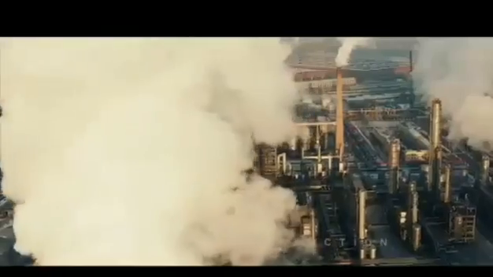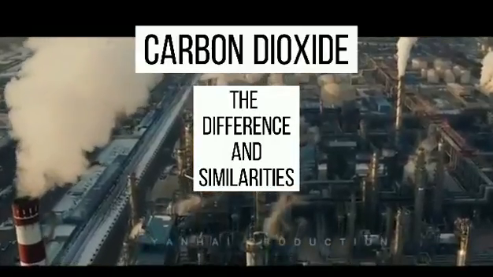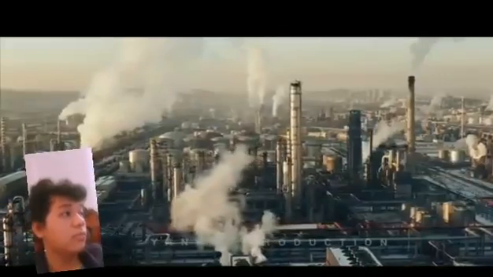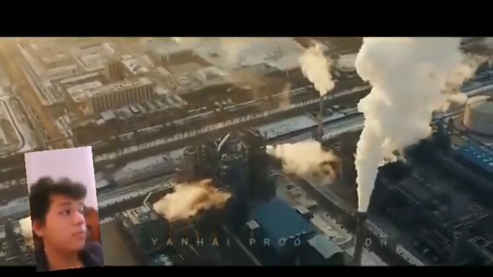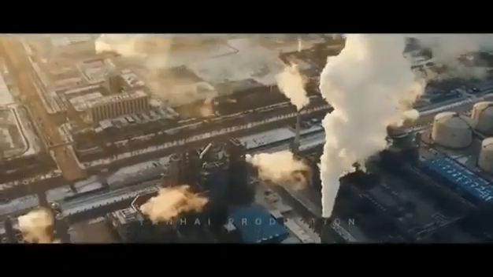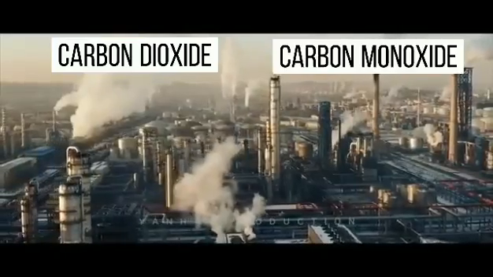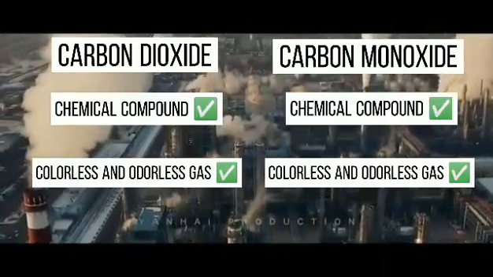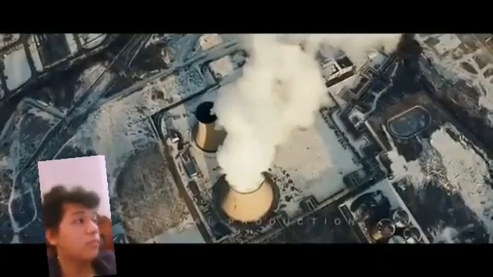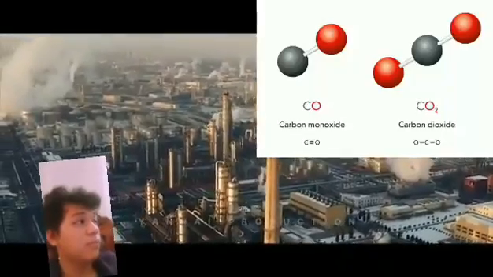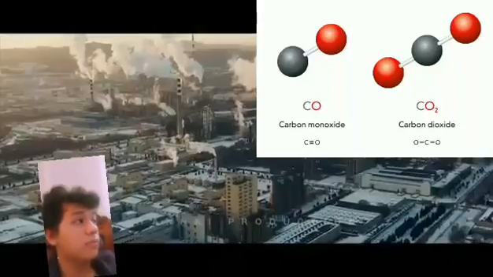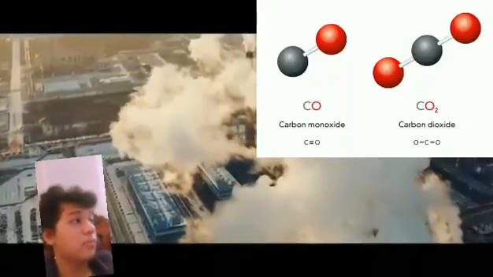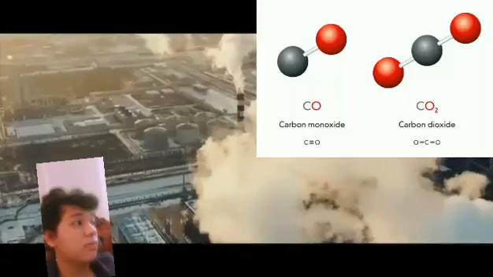So now let's see the differences and similarities between carbon dioxide and carbon monoxide. Well, everybody knows about carbon dioxide, right? So carbon dioxide, like carbon monoxide, is a chemical compound and a colorless and odorless gas. But the difference in terms of chemical composition is that carbon dioxide contains 1 carbon atom and 2 oxygen atoms, CO2, while carbon monoxide has 1 carbon atom and 1 oxygen atom, CO.